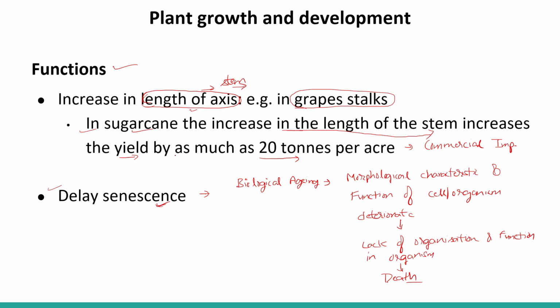So what happens during senescence? A lot of things are happening. First is oxidative damage. Then we have chlorophyll degradation.